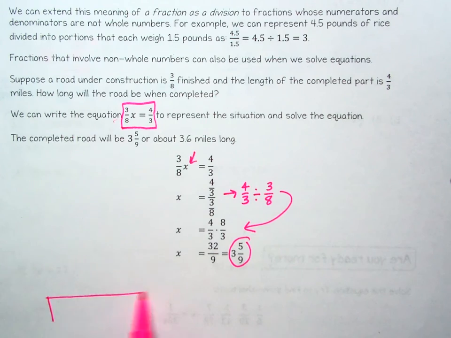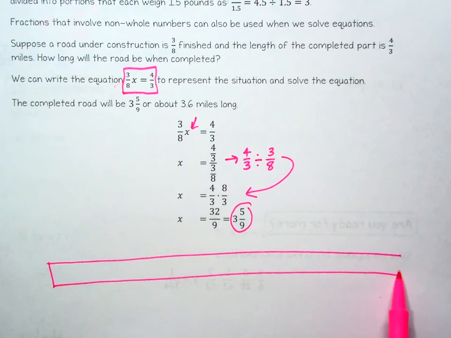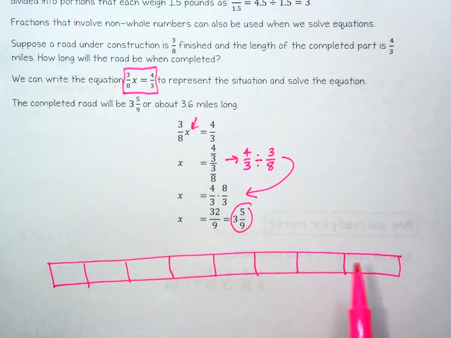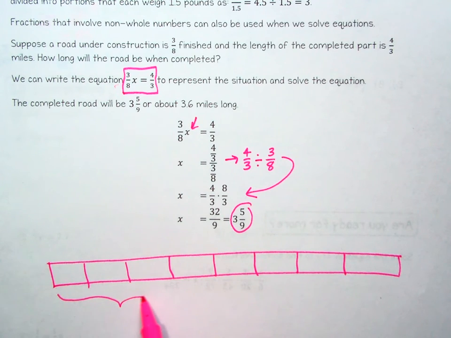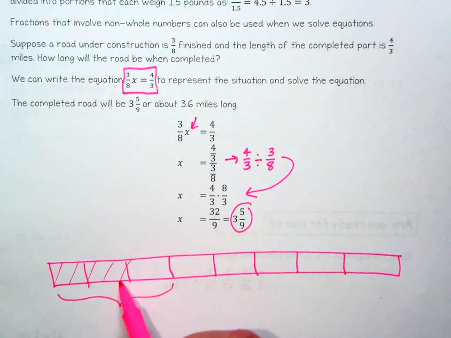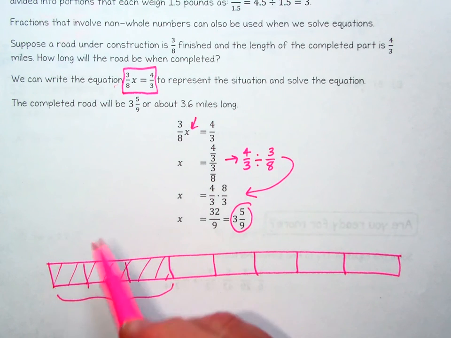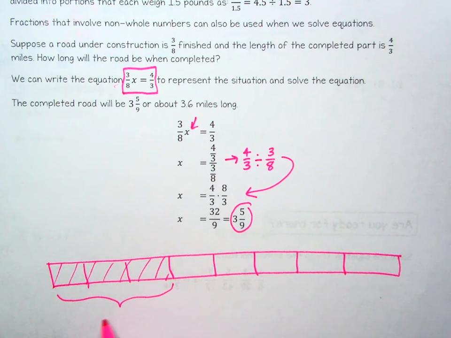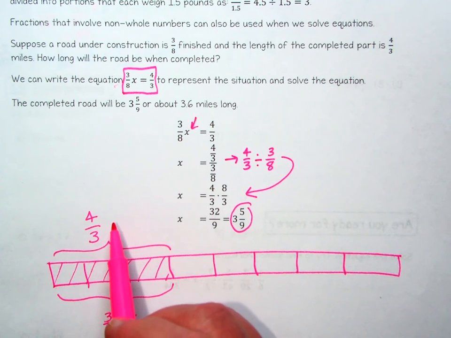So let's think about, here's your roadway. I'm going to split it into 8. This is telling us that the roadway is 3/8 finished. So this is how much of our roadway is finished. And then the problem tells us the completed part is 4/3 miles. So this 3/8 of the whole length that's finished is also equal to 4/3 miles.